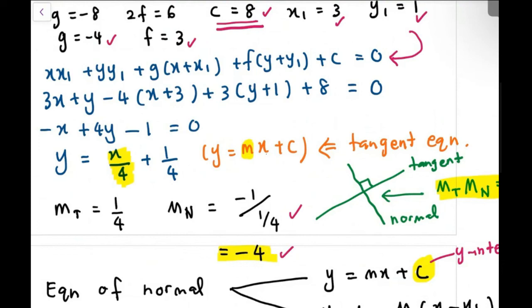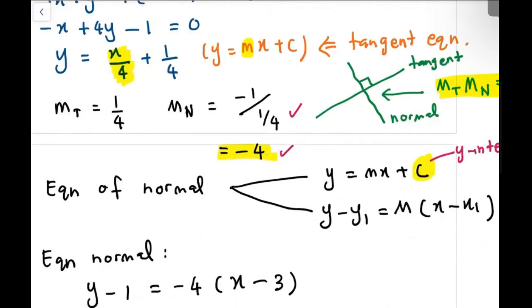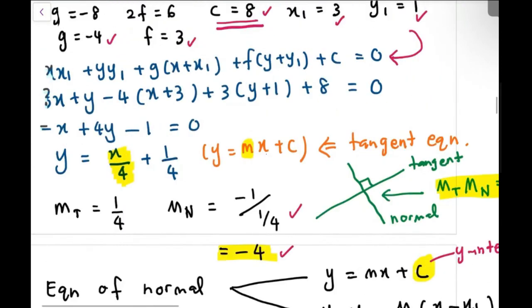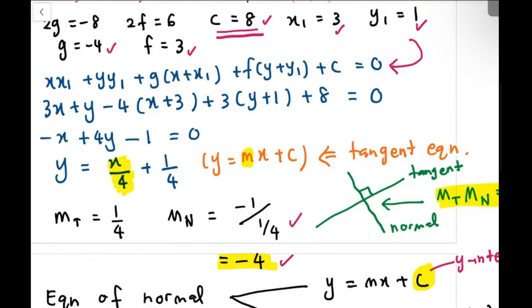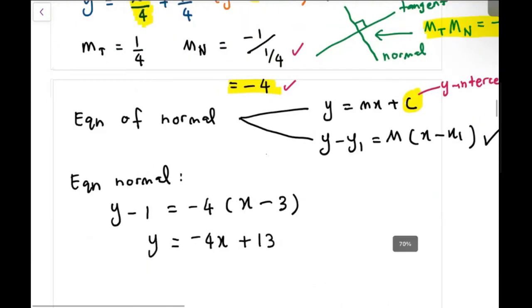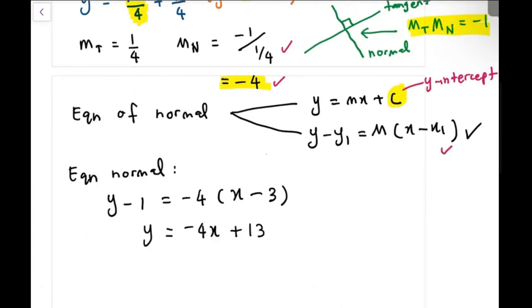So now, once we obtain the gradient, you may use either y equals mx plus c or y minus y1 equals m times x minus x1 formula. But be careful, if you want to use y equals mx plus c, c in this case is the y-intercept and not c from the circle just now. So don't simply substitute c equals 8 into our formula. You have to find the value of c, which is another value. That's why here I recommend using the second formula of a straight line to find the equation of a normal. Just simply substitute x1 and y1 from the equation, and for gradient m, we substitute the gradient of the normal. And then after that, you may simplify it until you get the final answer for the equation of the normal.